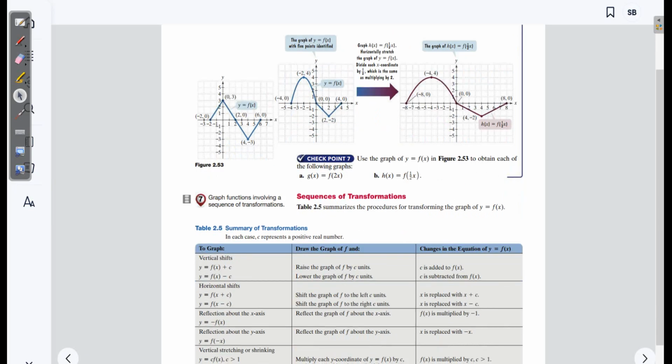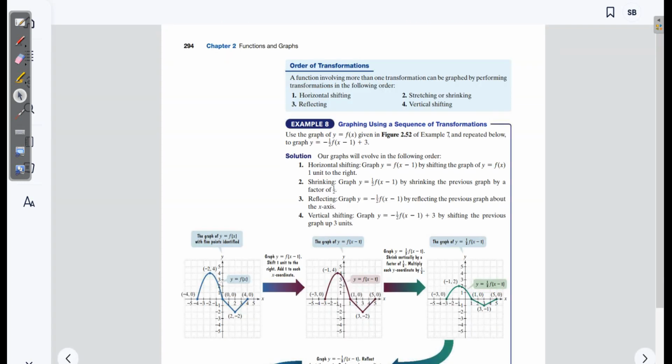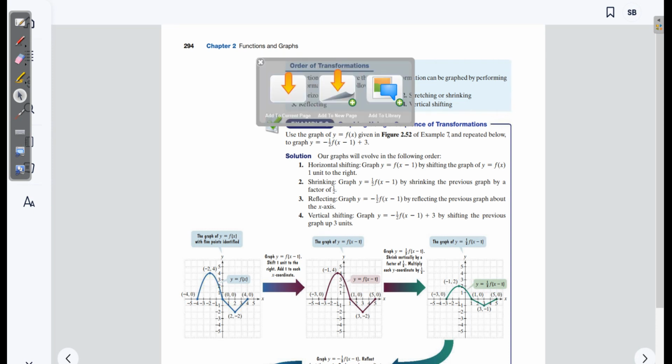Alrighty, so the sequence. I said earlier that horizontal is always first and vertical is always last. This is the order you have to do it in. I hesitate to say this because I don't want to steer you wrong, but I'm pretty sure as long as you do horizontal shift first and vertical shift last, you'll be okay. But if not, there's a mnemonic device. Well, there isn't a mnemonic device, but you know what?